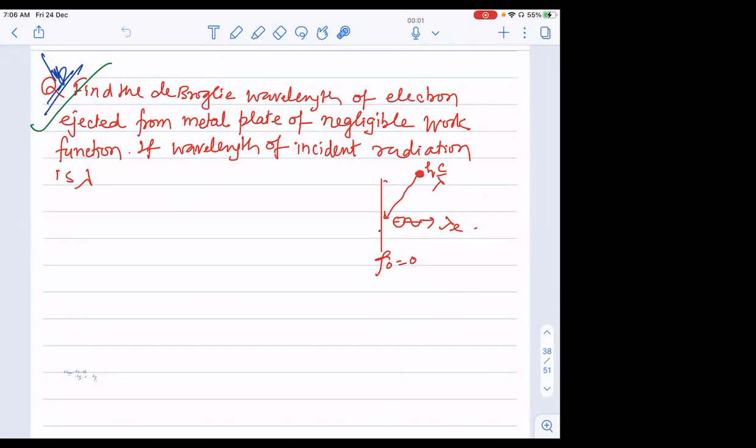Find the de Broglie wavelength of electron ejected from the metal plate of negligible work function if wavelength of incident radiation is lambda. So the work function is 0, negligible, and a photon of wavelength lambda falls on the metal plate, so we have to find the wavelength of the electron that will be ejected. That's the de Broglie wavelength of the electron.